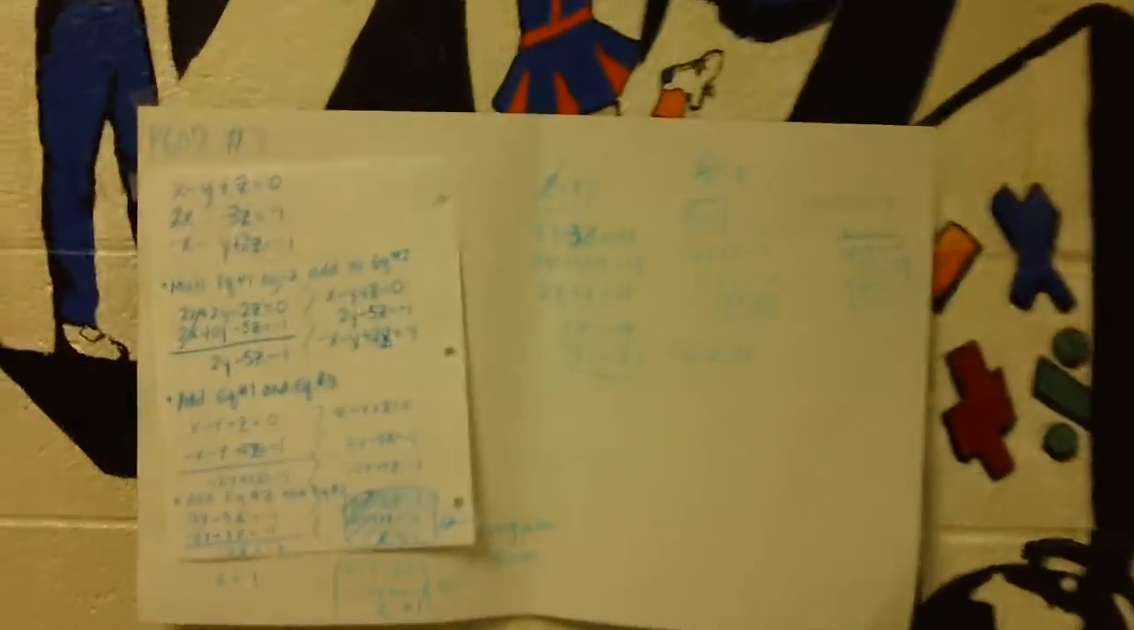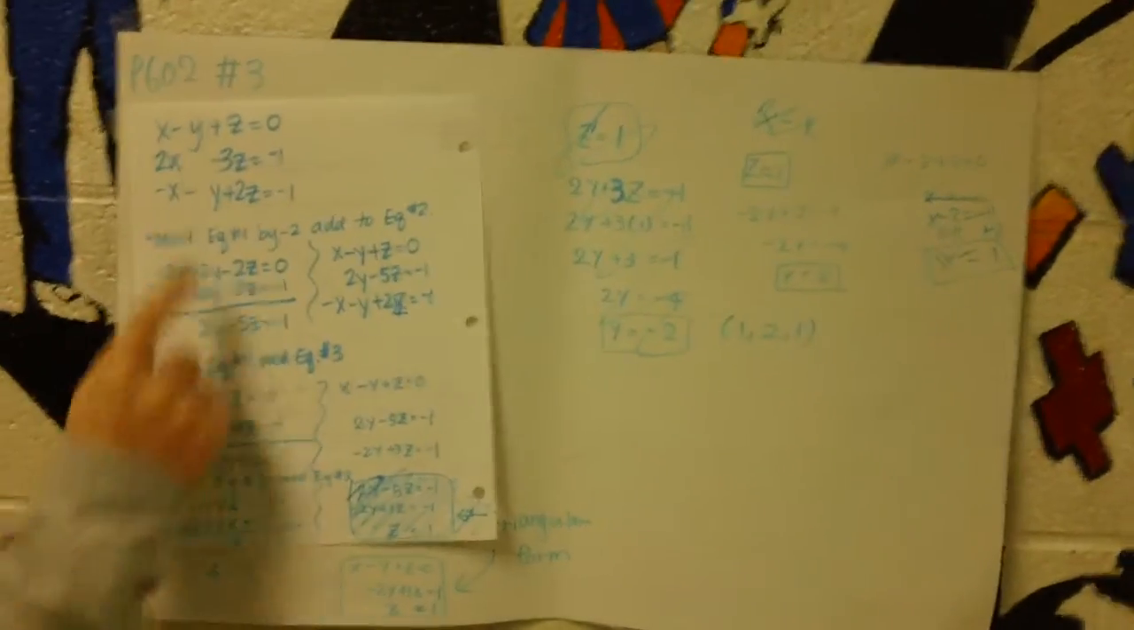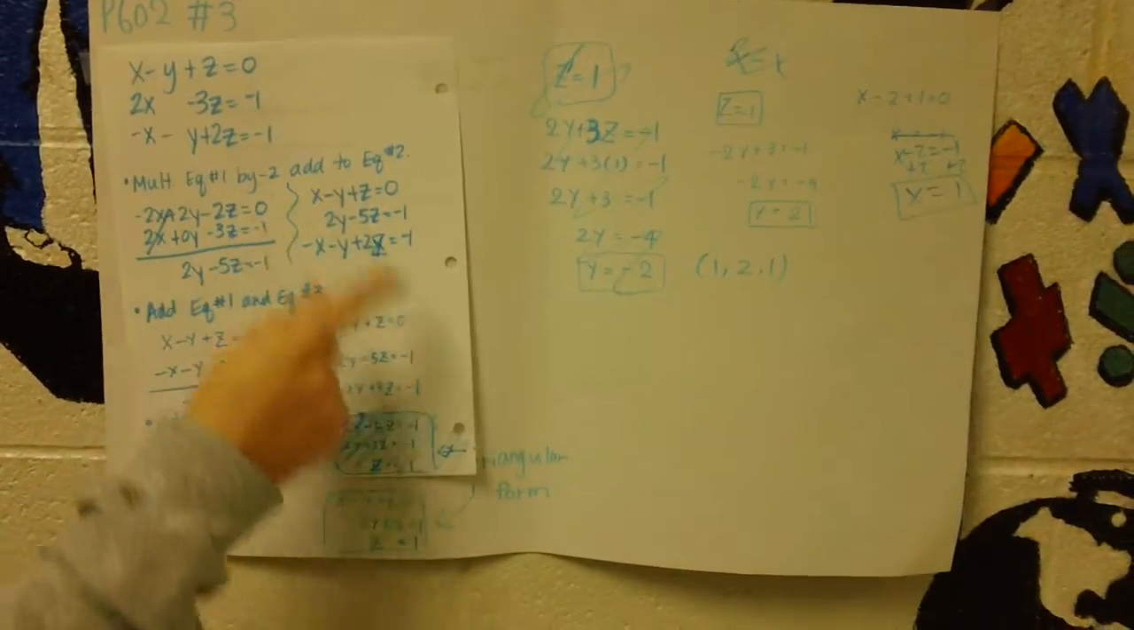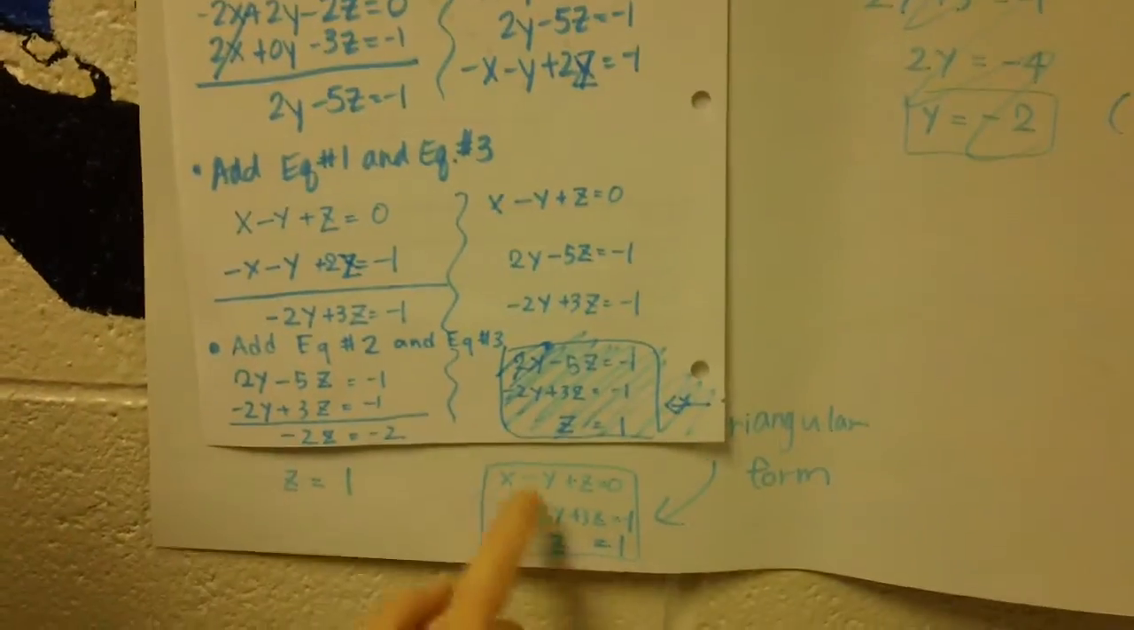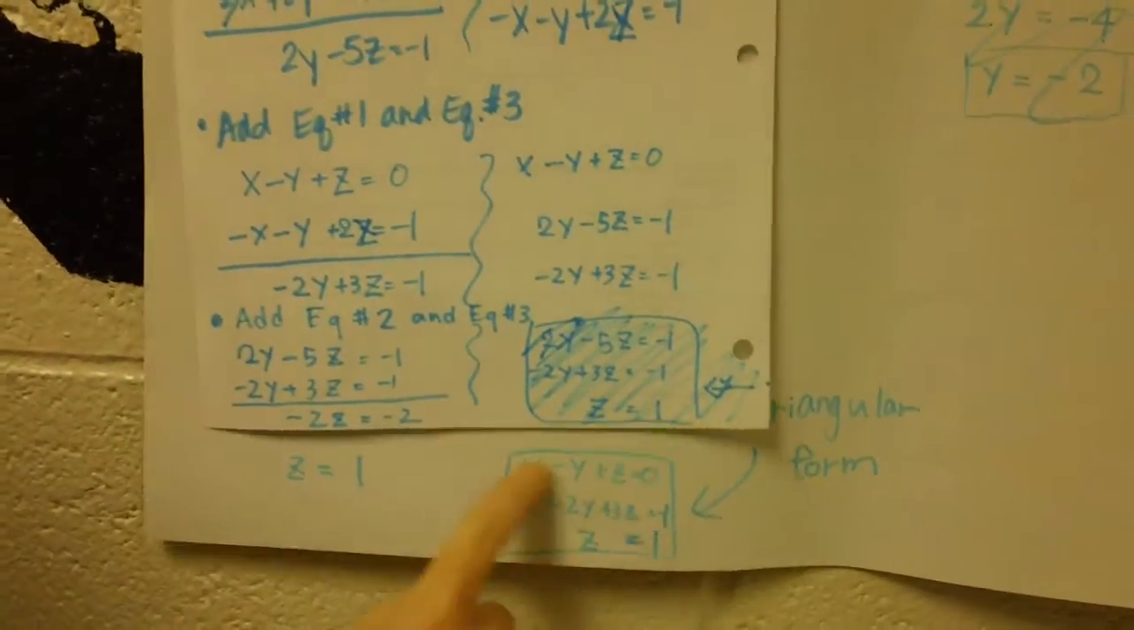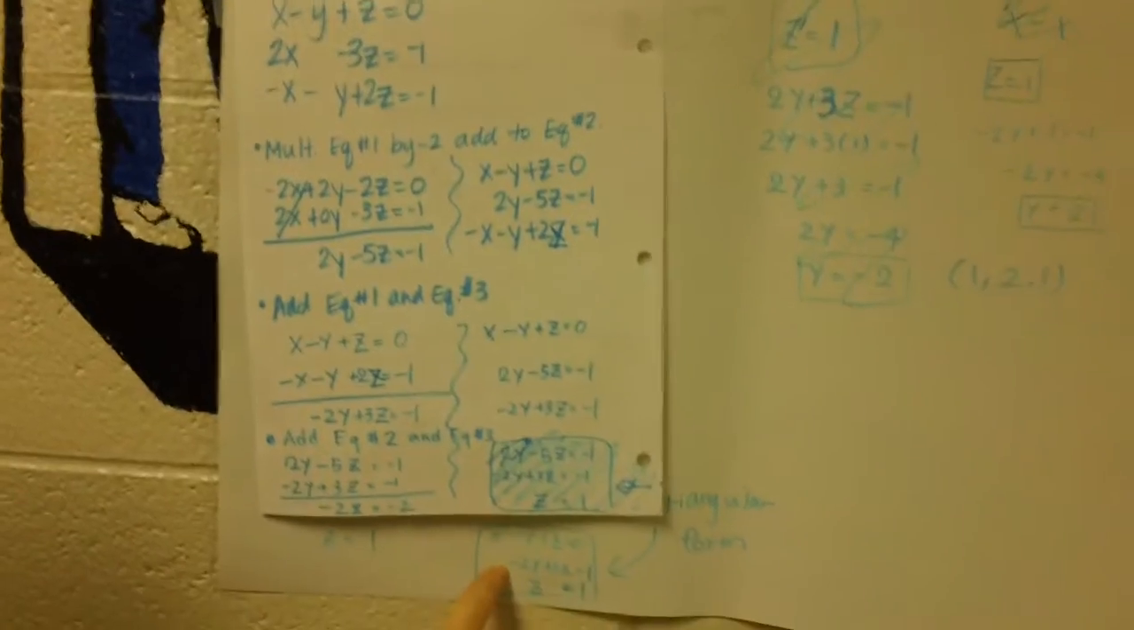For this one, you had to use Gaussian elimination, which means that you have to take this system of equations and get it down to triangular form, which is when you have this equation right here: x minus y plus z equals 0, negative 2y plus 3z equals negative 1, and z equals 1.